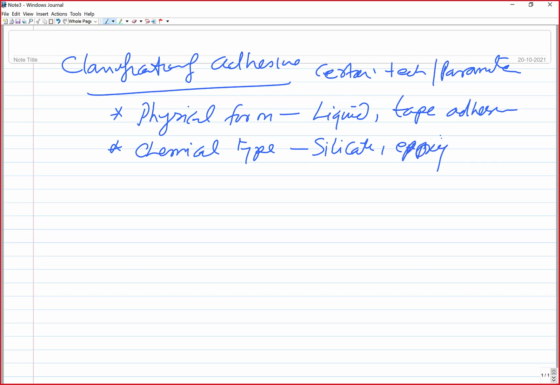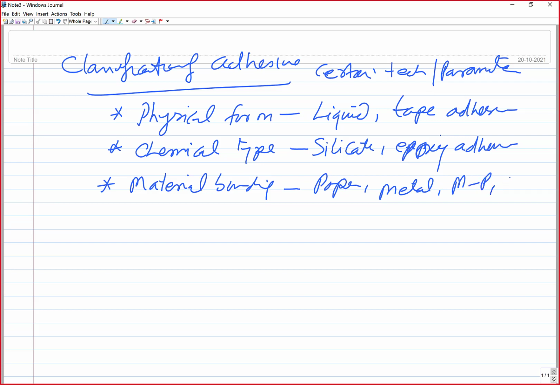and epoxy adhesive, which is another common category. Then there is the kind of material bonding which is facilitated: joining of papers, or joining of metals, or metal and plastics. So depending upon the bonding material, these are classified.